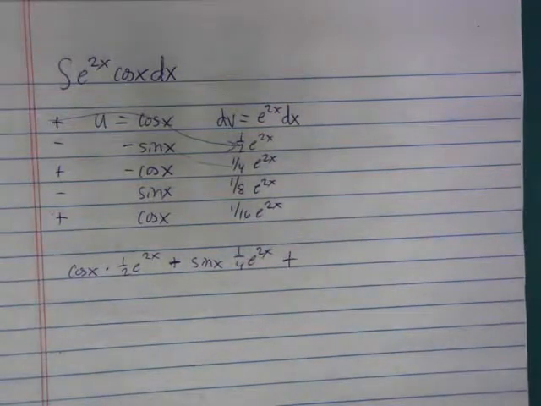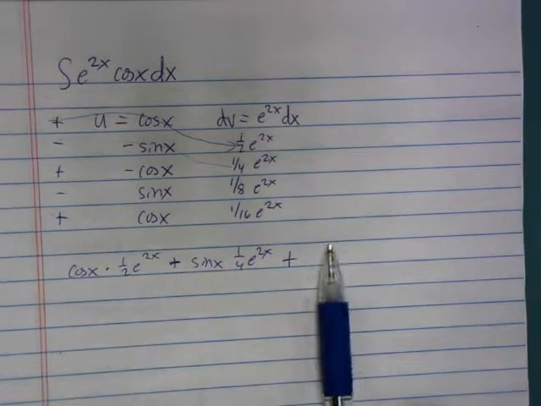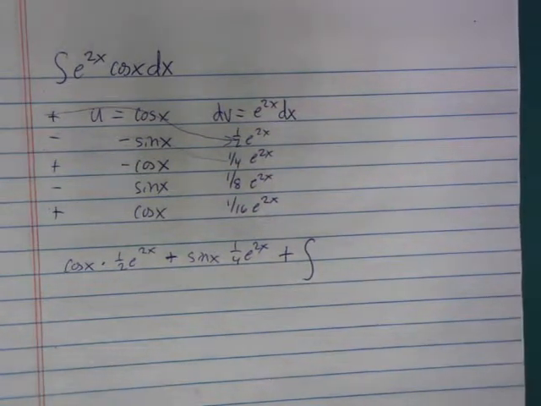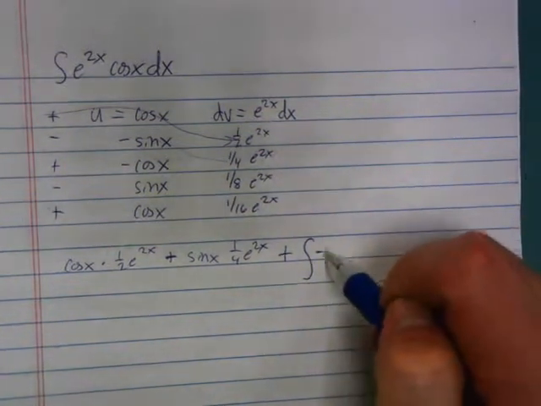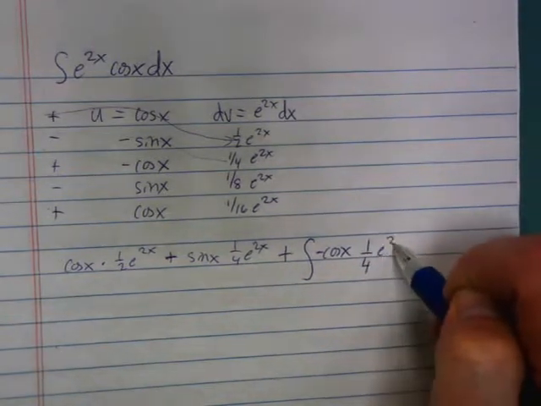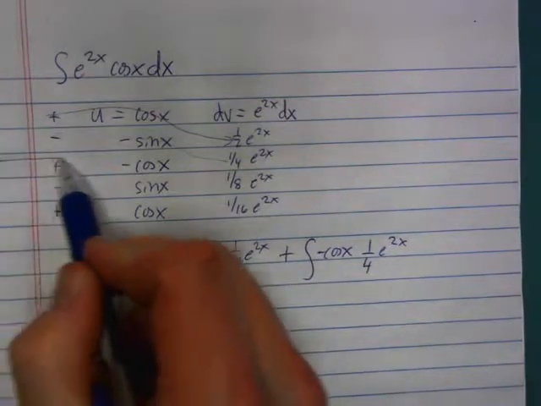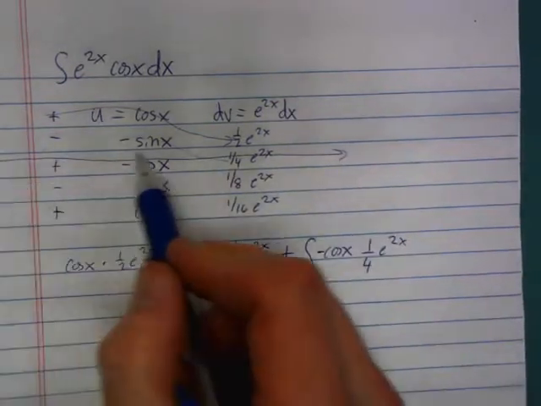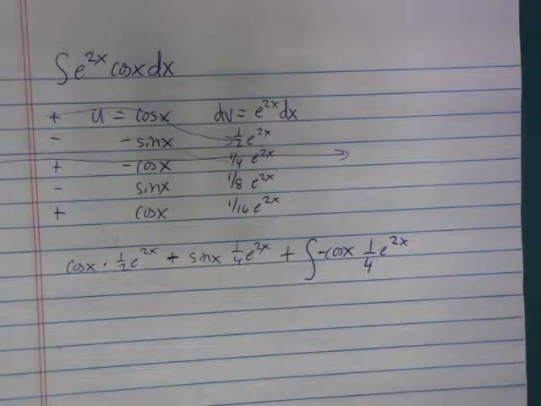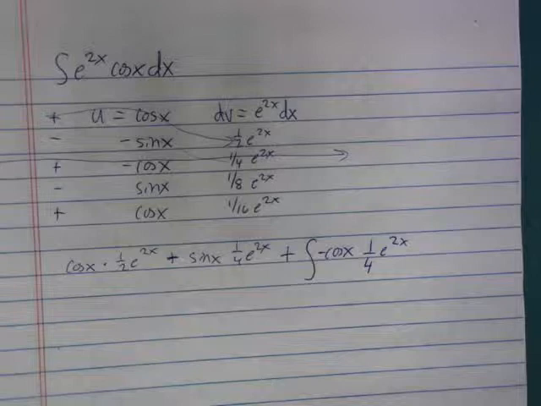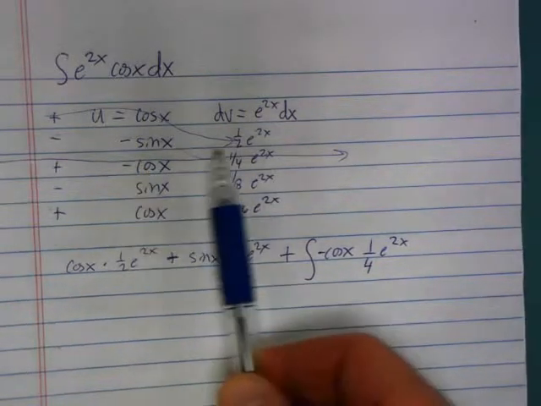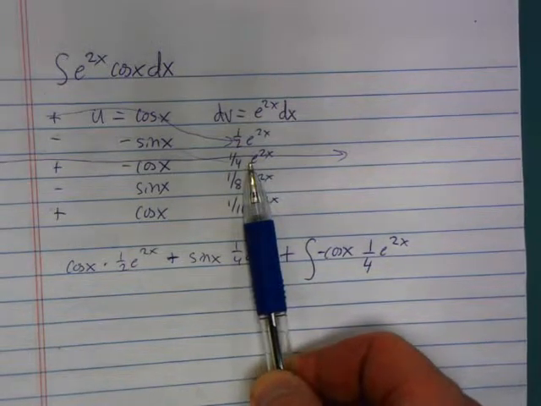But the next one really should have an integral in it because we cycled around. So it should be the integral of what? Negative cosine x 1/4 e to the 2x. So how come you went straight across that time? How come you didn't go across and sneak down? Because that's right. This would be our du, and this would be our v at that point when you're doing the integral.